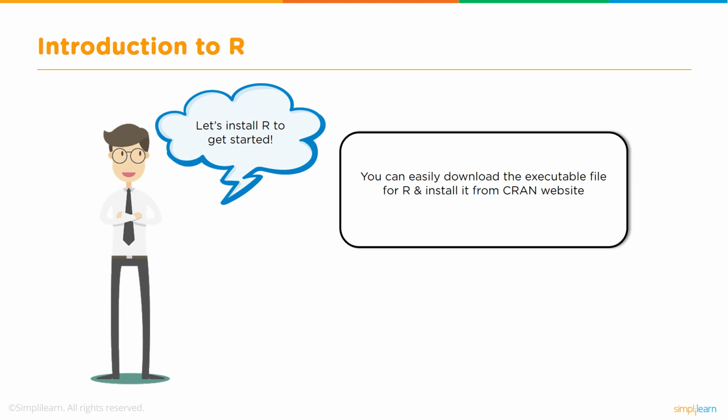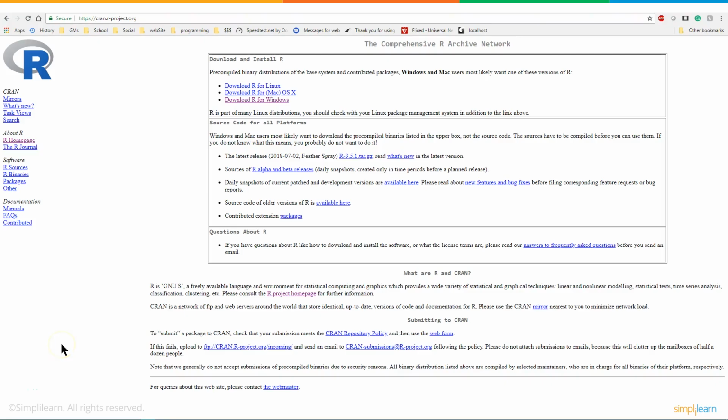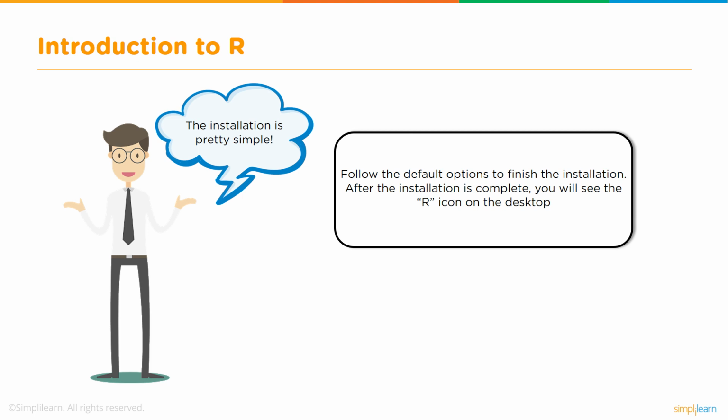You can easily download the executable file for R and install it from the CRAN website. If you go under the downloads, in this case since I'm on a Windows machine, we'll walk through it from the R 3.5 version for Windows. So here we are at https://cran.r-project.org, and you can see down here we have the different options for the downloads. If we go under Windows, which is what I'm on, if you're on a Mac machine you can do the Mac or Linux. There's install R for the first time. Just click on that and open and run it. The installation is pretty simple. Follow the default options to finish the installation. After the installation is complete, you'll see the R icon on your desktop.